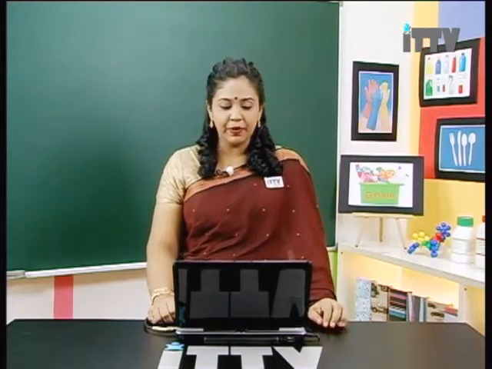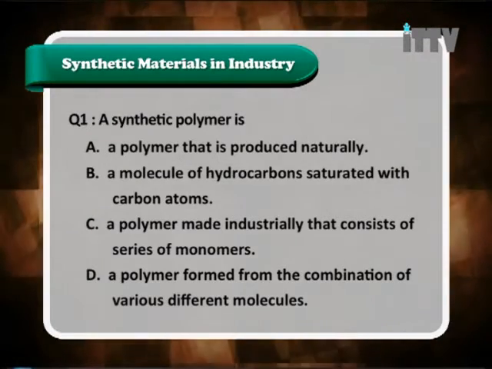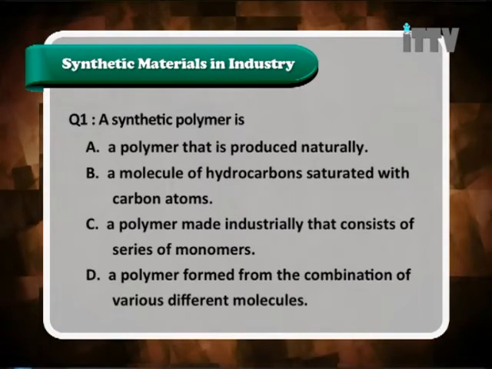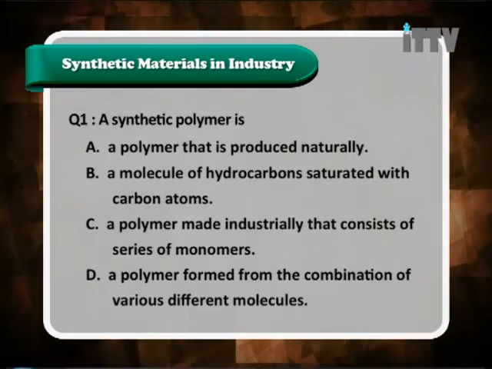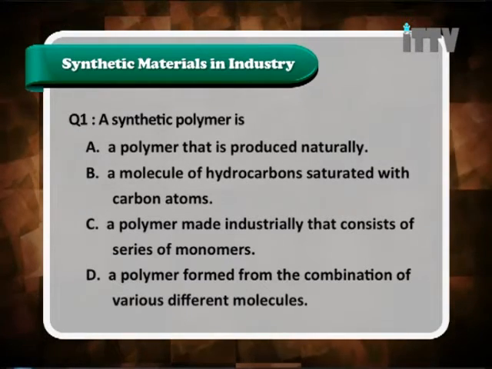Now let's look one at a time. Synthetic polymer. A polymer that is produced naturally. No, it's not. It's actually a man-made product. For B, a molecule of hydrocarbons saturated with carbon atoms. No, it actually consists of different types of monomers. So therefore, B is actually wrong.